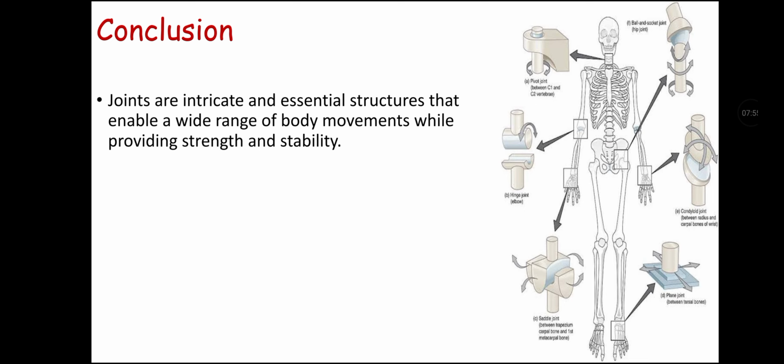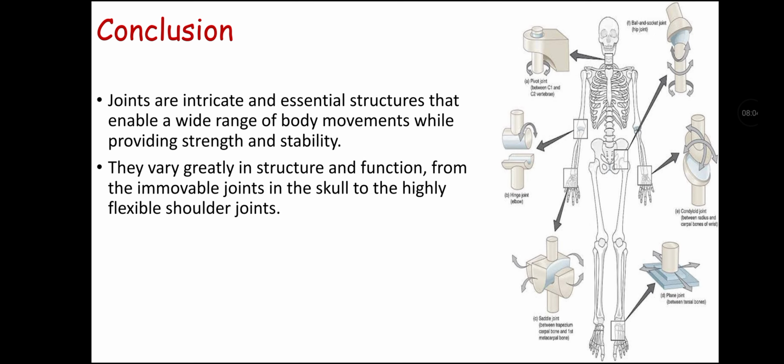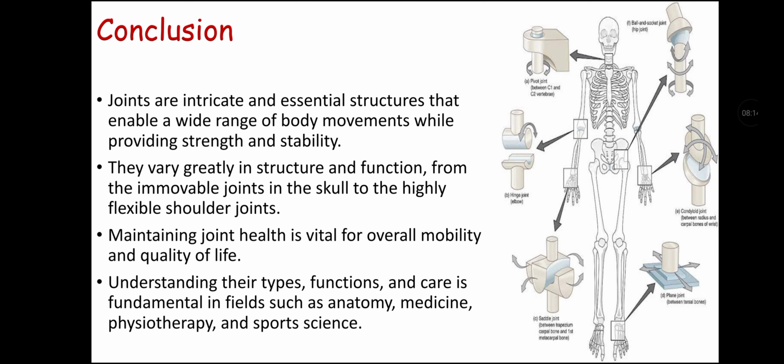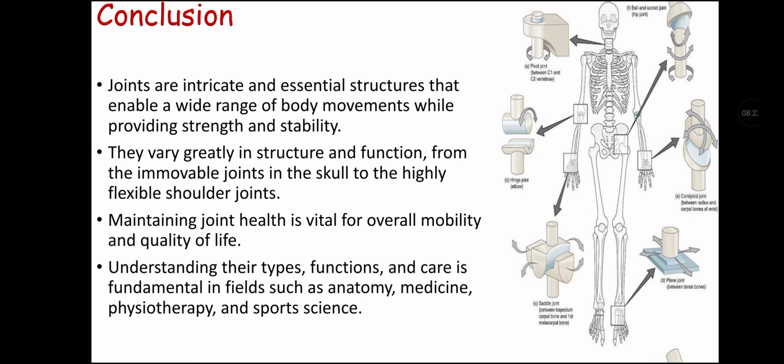Conclusion of this lecture video. Joints are intricate and essential structures that enable a wide range of body movements while providing strength and stability. They vary greatly in structure and function, from the immobile joints in the skull to highly flexible shoulder joints. Maintaining joint health is vital for overall mobility and quality of life. Understanding their types, function, and care is fundamental in fields such as anatomy, medicine, physiotherapy, and sports science.